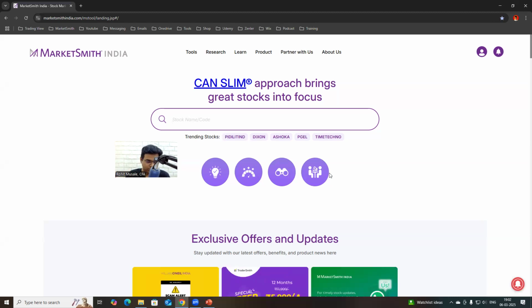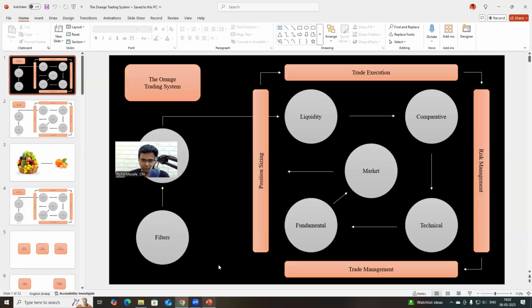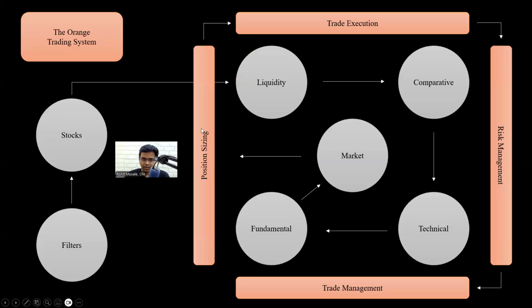Then I will go to the orange trading system, this one. Okay. Now, on those stocks which I have shortlisted, I will do the liquidity analysis, or rather, I would say on the filtered list, those 20 stocks, I do all these kinds of analysis: liquidity analysis, comparative analysis, technical analysis, market analysis, and fundamental analysis. Okay. I do all these kinds of analysis to figure out those stocks which come closer to this criteria.